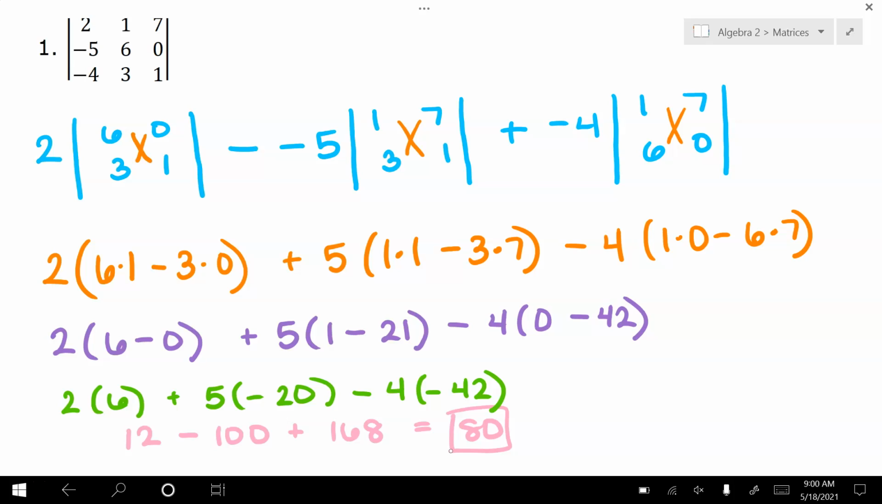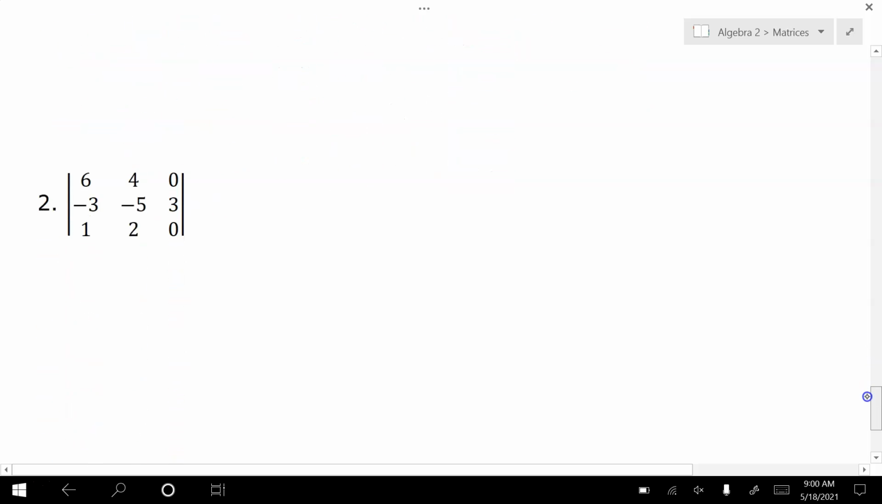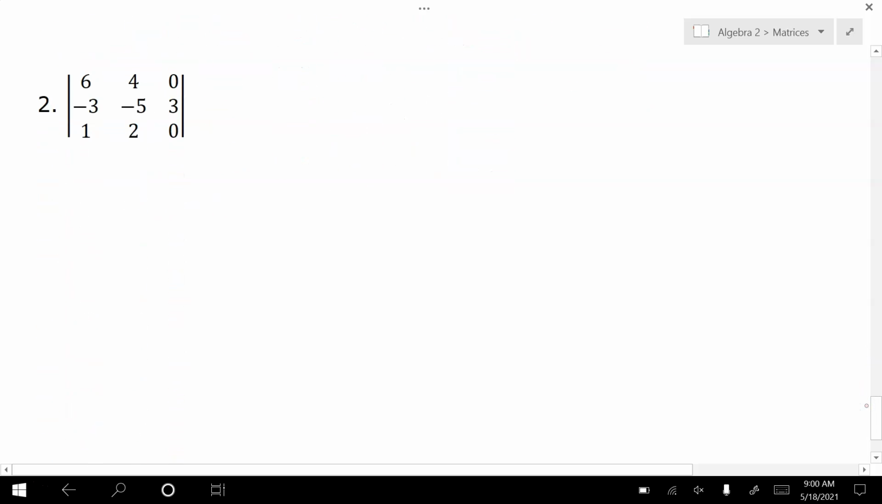So I want you guys to try the second one. Like I said, the second one is the same as the second one was on that previous page, so you already should know what the answer is going to be because we did it earlier. I want you to try to set it up and see if you can get your answer to match.